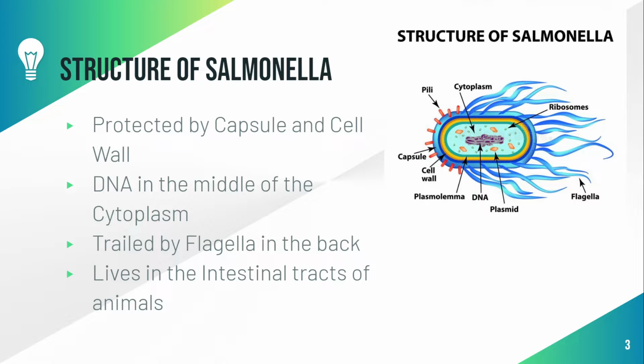The Salmonella microbe is also trailed by its flagella on the back end in order for the bacteria to move around liquids. The flagella helps thrust the microbe towards more favorable environments. Salmonella lives in the intestinal tracts of animals, and that includes birds and humans as well.